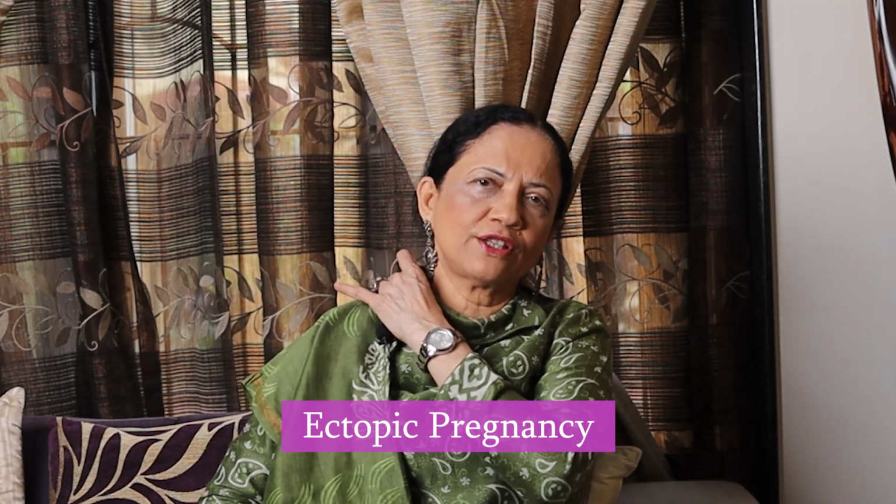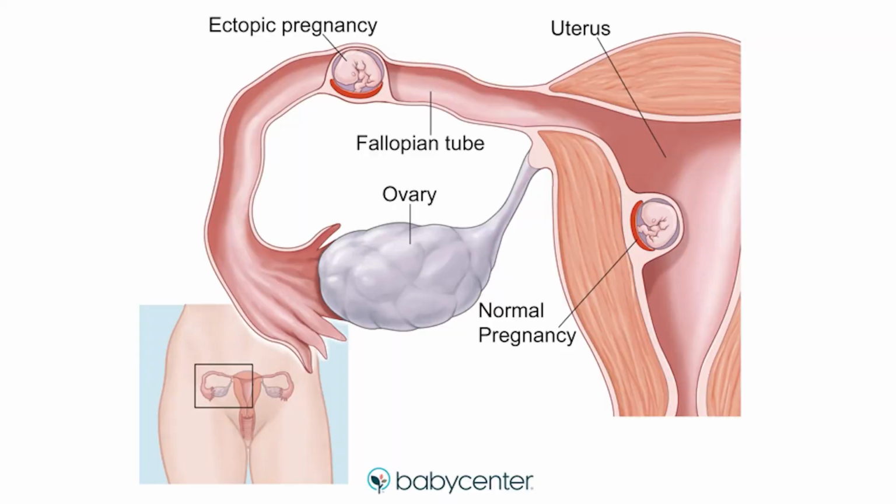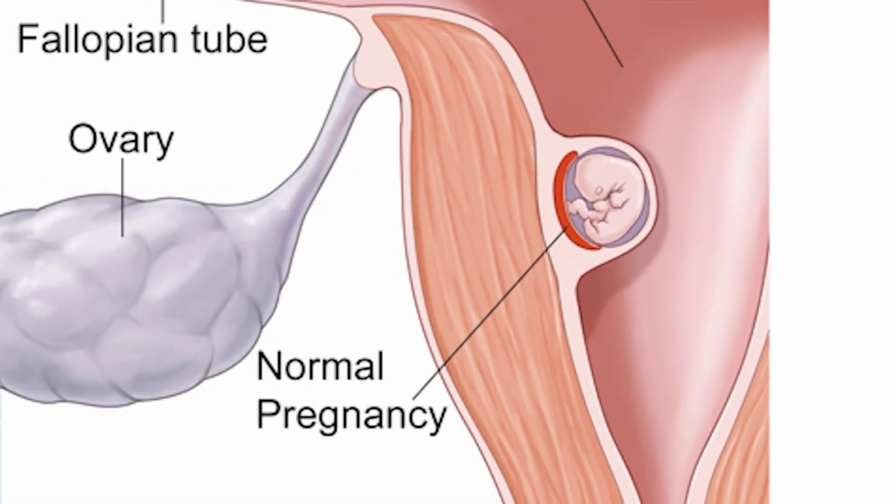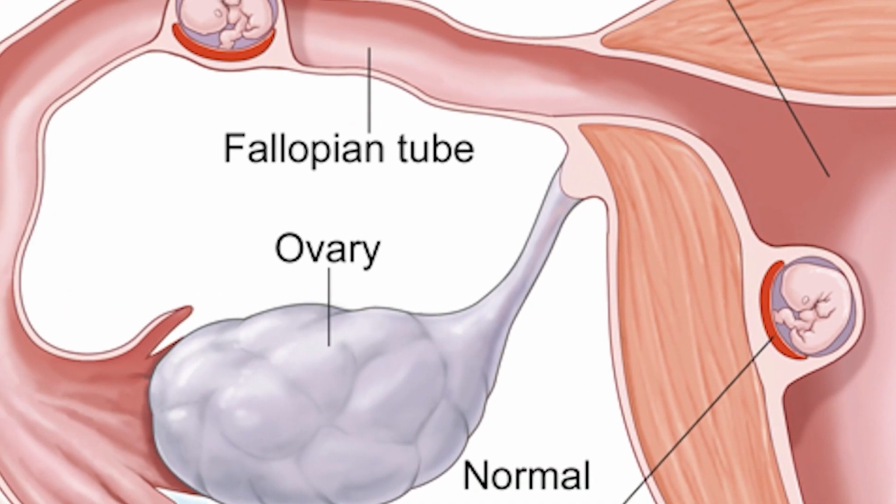Today, we are going to talk about a very important topic in gynecology, and that is about ectopic pregnancy. So, let us understand what is ectopic pregnancy. We all know that the pregnancy implants itself inside the uterine cavity. But if it doesn't, or it implants in other places other than the uterine cavity, it is called an ectopic pregnancy. Most often, it implants into the fallopian tube. It could be either the right or the left one.